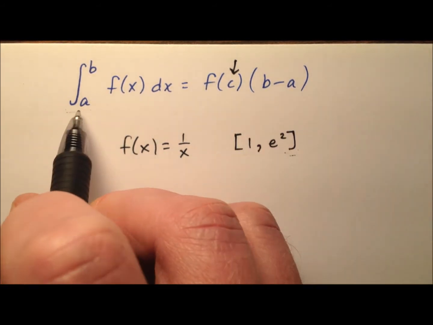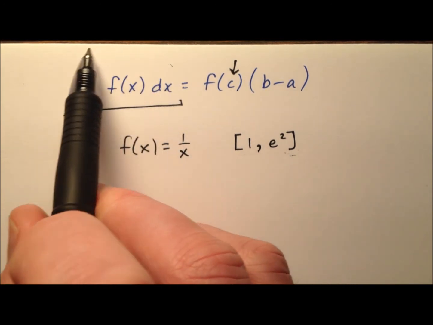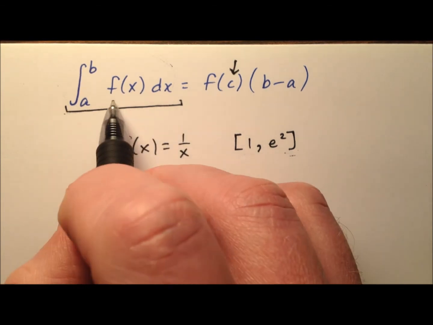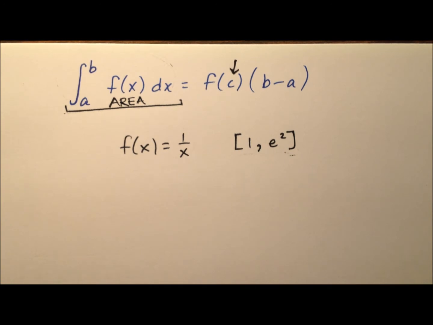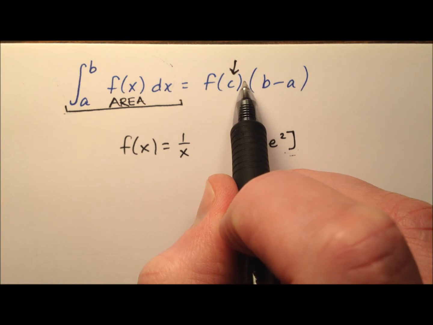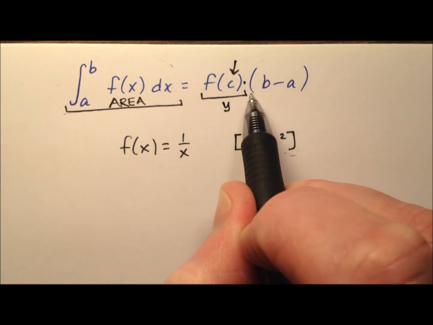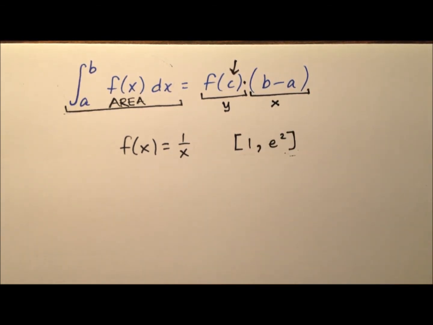So let's remind ourselves of this mean value theorem for integrals. We have a definite integral on the left side. And remember, when you evaluate a definite integral, you're actually finding the area of the region, and in this case, it's bound above by our function, 1 over x, and bound below by the x-axis. On the right side, we have a product. We have this f of c, which is a y value, and this b minus a, which is a width, so that's our x value.